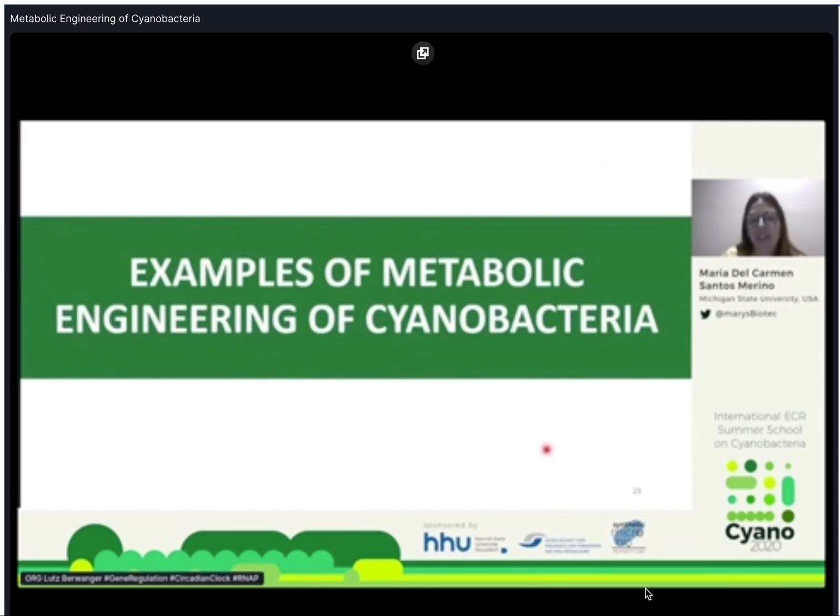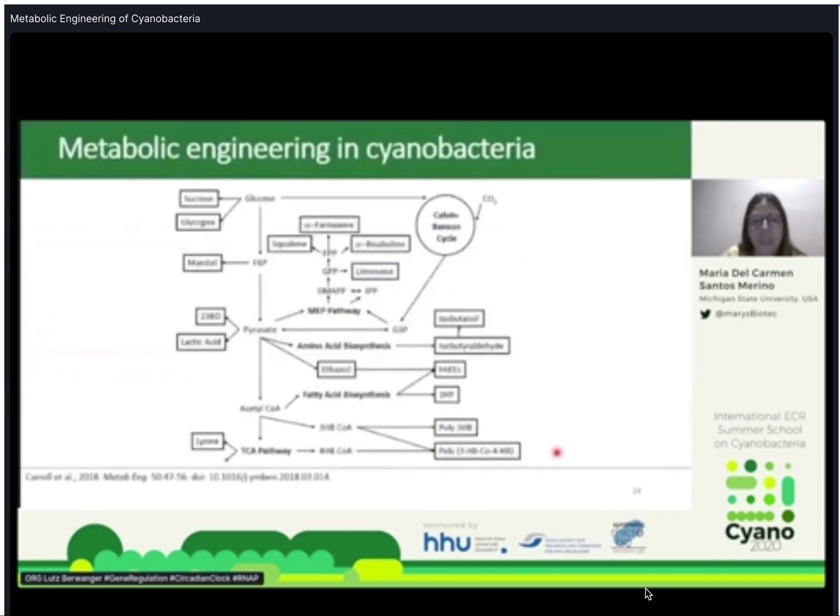In this last part of the presentation, I'm going to show some examples of how metabolic engineering has been developed in cyanobacteria. In this article, they have summarized which compounds have been produced by metabolic engineering in cyanobacteria. As you can see, there is a long list: isobutanol, ethanol, mannitol, sucrose. In this presentation, I'm going to explain two examples. In the first one, fatty acid biosynthesis, and in the second one, limonene production.